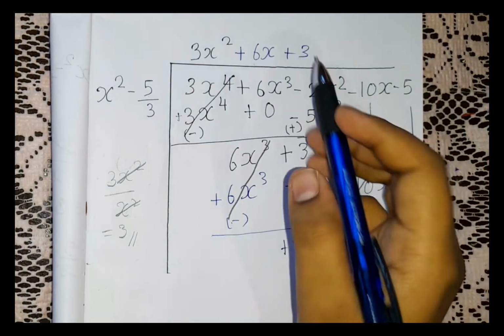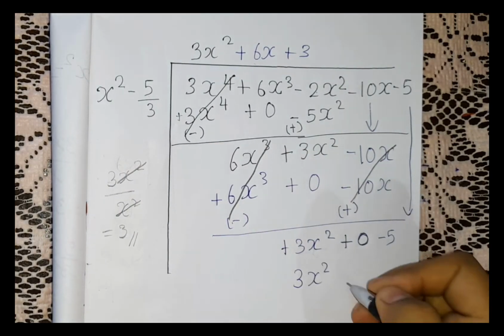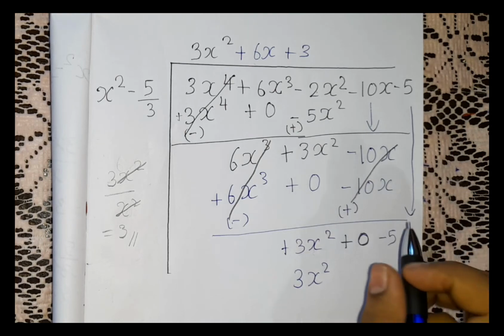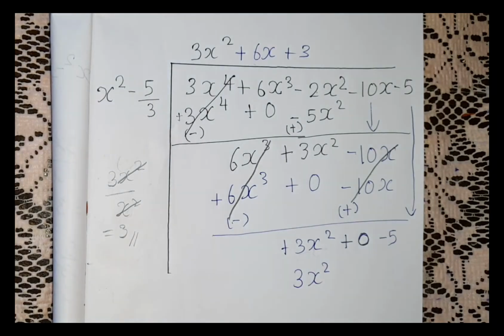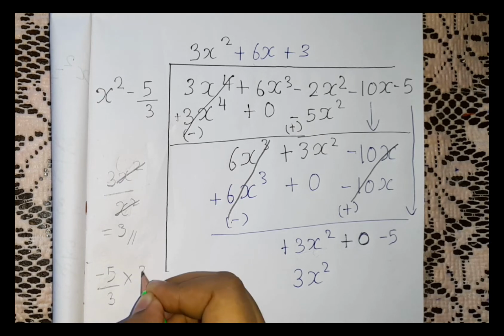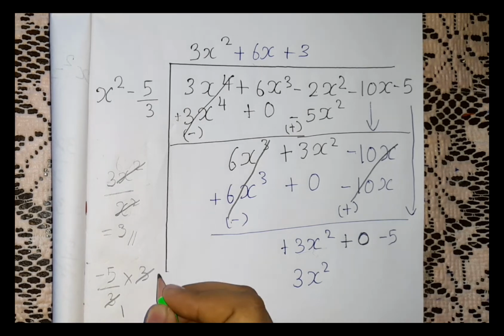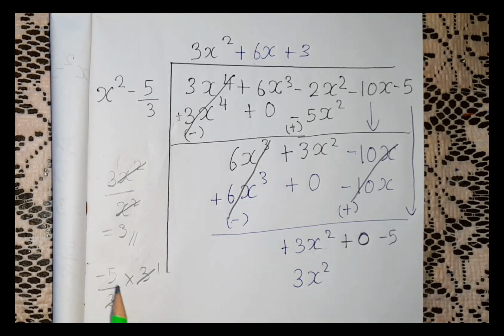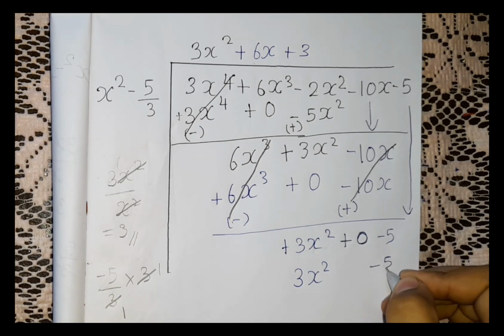Now let's multiply it. So 3 into x square is 3x square. And then 0, no need to consider that. And then here we have minus 5 by 3 into 3. Okay, let me just write it. So it is minus 5 divided by 3 into 3. Am I right? So here we can just cancel this 3 and this 3. Why? Because 3 by 3 is 1 and 3 by 3 is 1. So 1 into 5 is 5. Okay. Then plus into minus is minus. So it is minus 5. So we can just write minus 5 right over here.